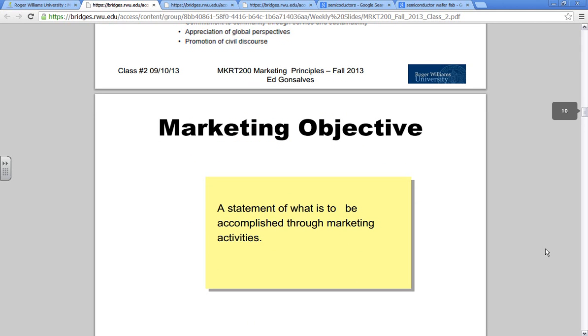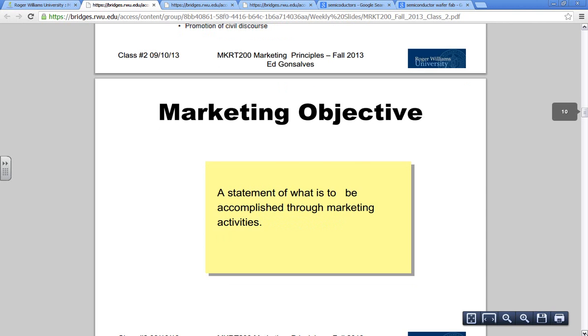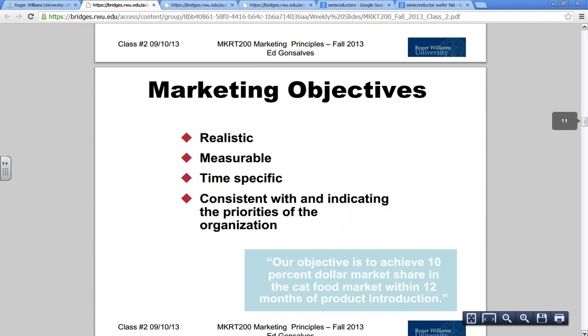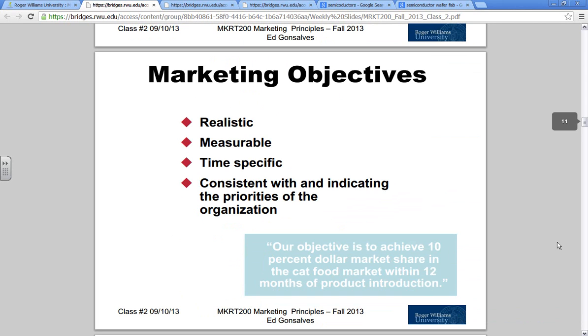Marketing objectives are important parts of any kind of business plan or marketing plan. To be a good marketing objective, you need to have these four conditions. It needs to be realistic. You have to be able to measure it. It has to be time specific, and it should be consistent with what you're trying to do as an organization. This particular marketing objective definitely satisfies all of those.